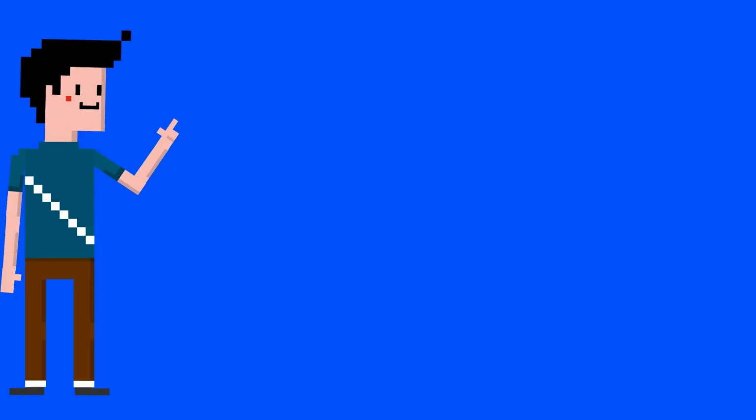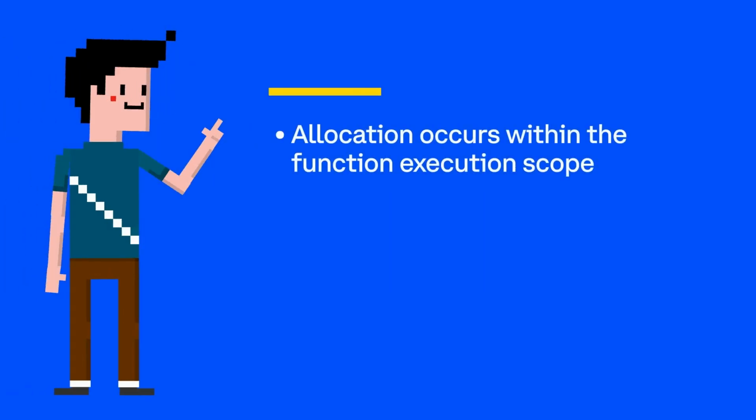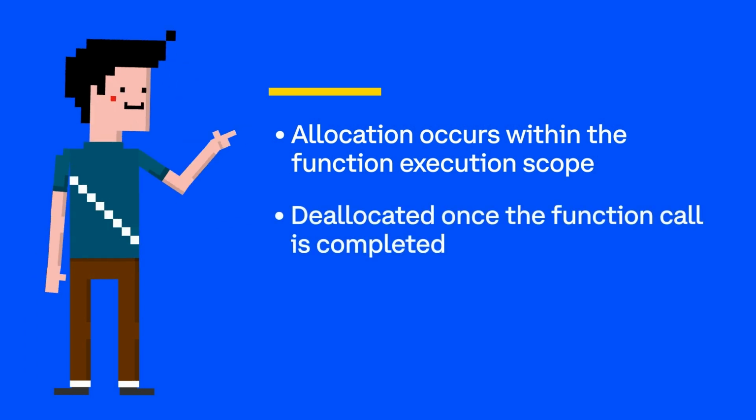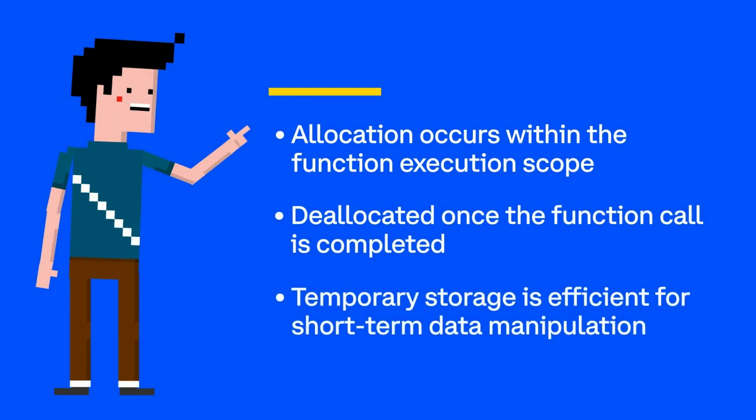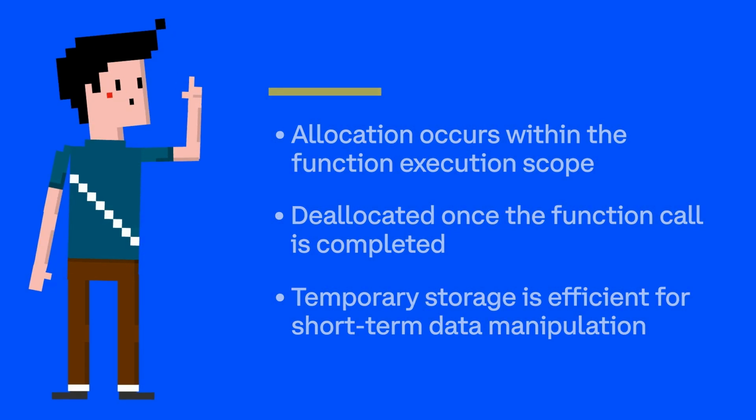To better understand memory and storage arrays, let's illustrate how they are stored. For memory arrays, their allocation occurs within the function execution scope, and they are deallocated once the function call is completed. The temporary storage is efficient for short-term data manipulation. The diagram demonstrates the following steps.